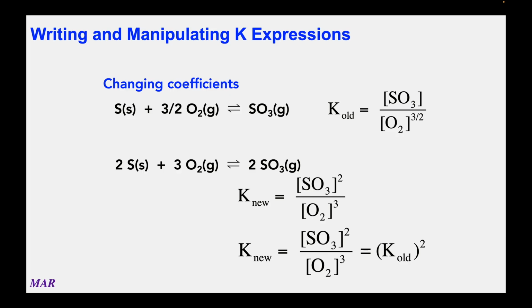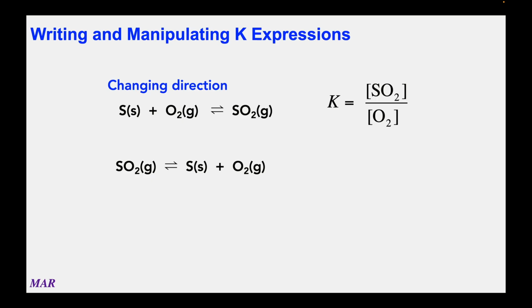However, if you look at this one long enough, the old K, if you would square it, that's going to give you the new K. So SO3 squared would give you SO3 squared, which is what we see. And the O2 3/2 in the denominator squared, the 2's will cancel out. You'll end up with O2 3. So if you multiply a reaction through by 2, you raise the K value by the same number. So if you had to multiply a reaction through by 3, you would take the old K and take it to the third power in order to find the value of the new K. Kind of a handy little trick there.